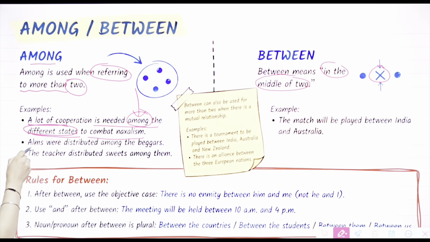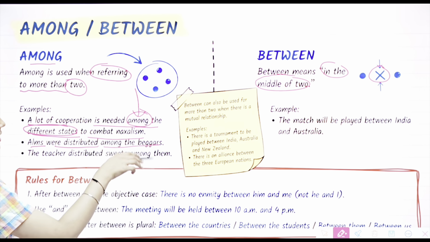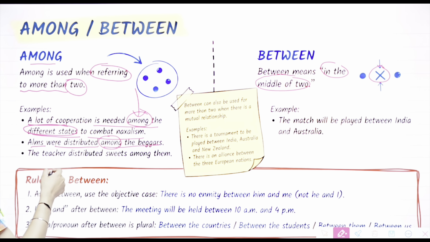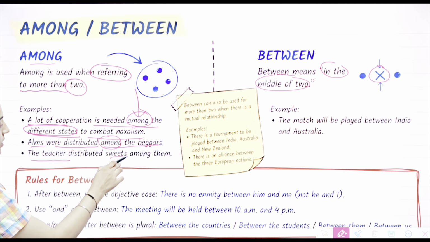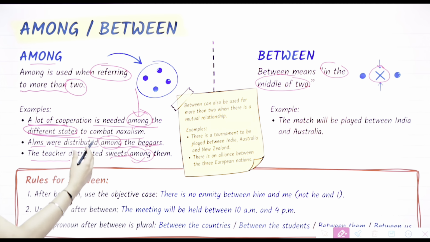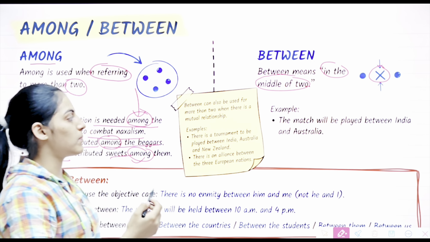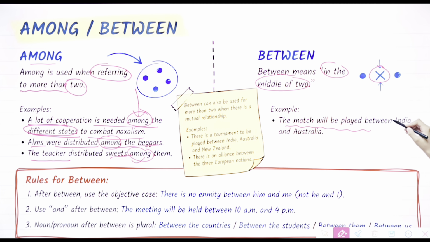Then the second example we have is: alms were distributed among the beggars. So here beggars are more than two, so we have used among. Then the third example: the teacher distributed sweets among them. So among has been used for more than two. Now let's see examples for between. The match will be played between India and Australia. So between two, we will use the preposition between.